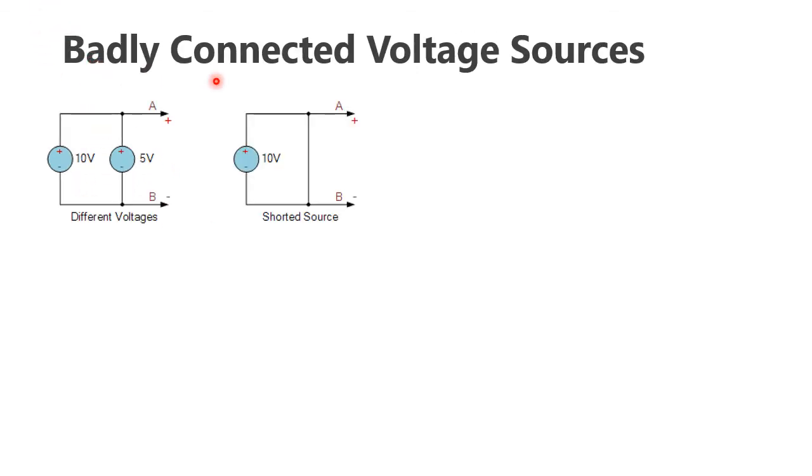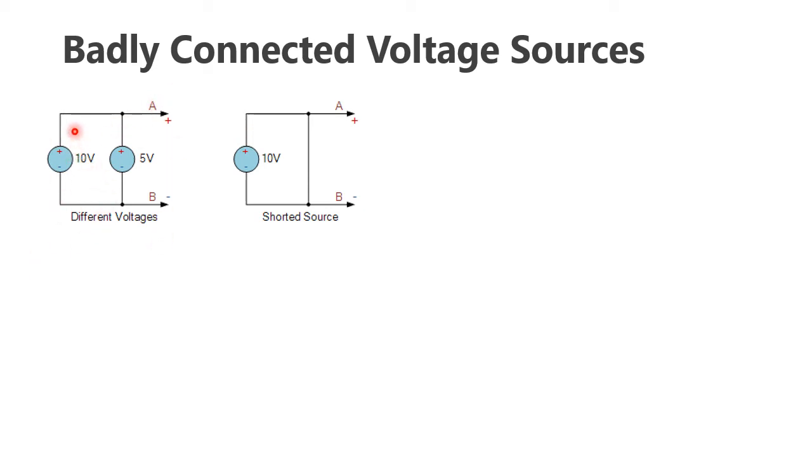So here are battery connected voltage sources. You can see that two batteries of different voltage levels are connected in parallel. If we connect it like this, it will produce excess heat or sometimes it may burn. So this is not fair. We have to avoid this type of connection.